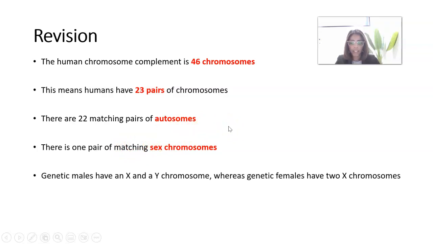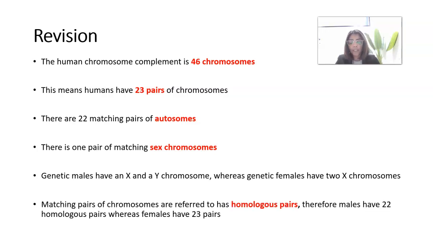So following on, looking at sex chromosomes, genetic males will have one X that they inherit from their mother and one Y chromosome that they inherit from their father, whereas genetic females will inherit the X chromosome from male and female parents. Now we know that the matching pairs of chromosomes that we get from each parent are known as homologous pairs. So therefore, that means that we have males with 22 homologous pairs, whereas females have 23 true homologous pairs, because the X chromosomes are matching in every way.